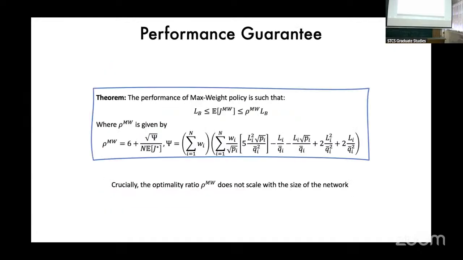Again, ignore all of this. The main result is that our performance compared to the lower bound is going to be some constant factor rho. The constant factor rho depends on a whole host of factors. It depends on your weights, your packet lengths, your channel reliability, and the throughput targets that you set. The most important thing to realize is that all of this does not scale with n, so this is a constant factor.